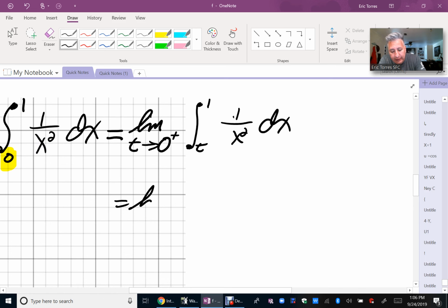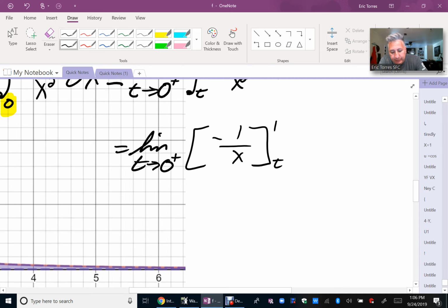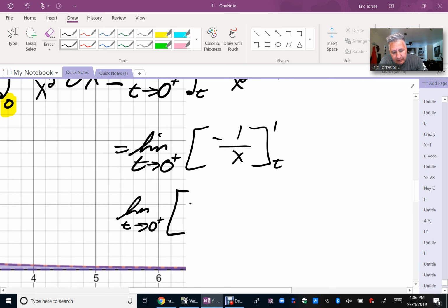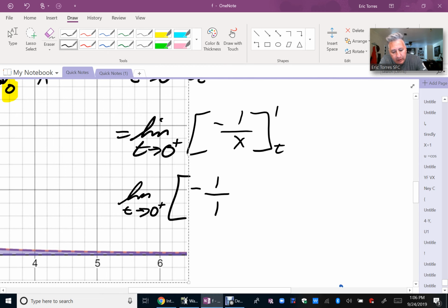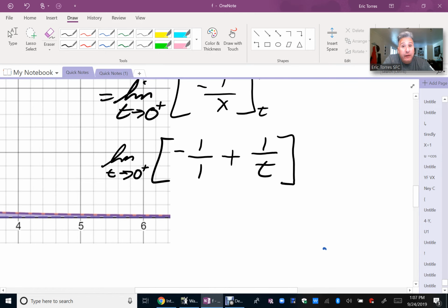So we go through the process, take the antiderivative, still have t approaching 0 from the right, and I'm going to now have negative 1 over x from t to 1. And again, I'm going to plug in. Sorry, getting ahead of myself. As t approaches 0 from the right, I'm going to plug in the 1, so I'm going to have negative 1 over 1 minus a negative, so positive, 1 over t. Okay, so now the real question is can I find this value?